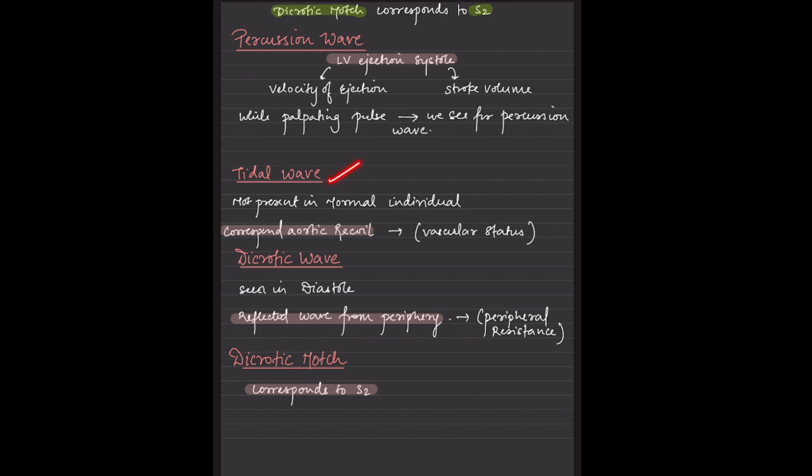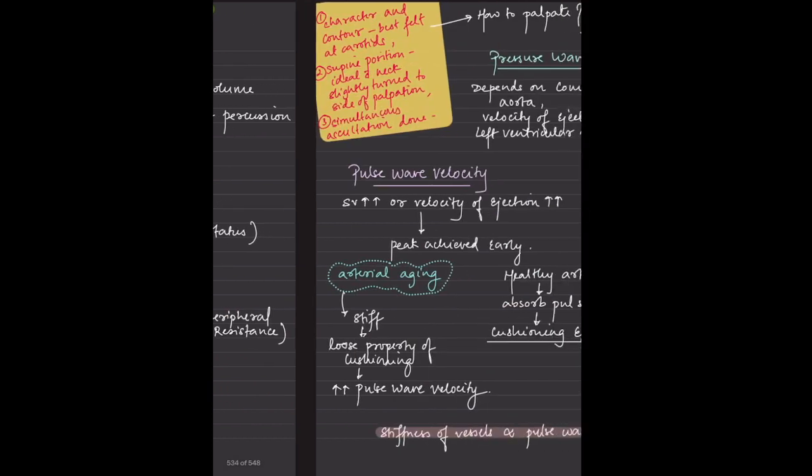Then comes the tidal wave. This tidal wave gives us the information about the elastic recoil of the aorta. Now, this is not seen in a normal individual. Then coming to the dicrotic wave. Now, the dicrotic wave is giving us the peripheral resistance. The more the peripheral resistance, the more would be the peak and the more would be the wave. And the notch corresponds to S2.